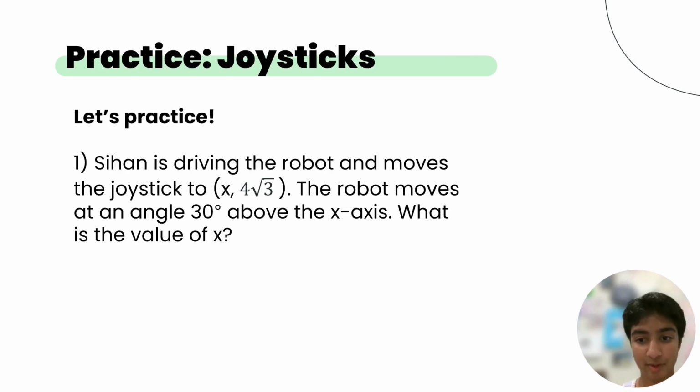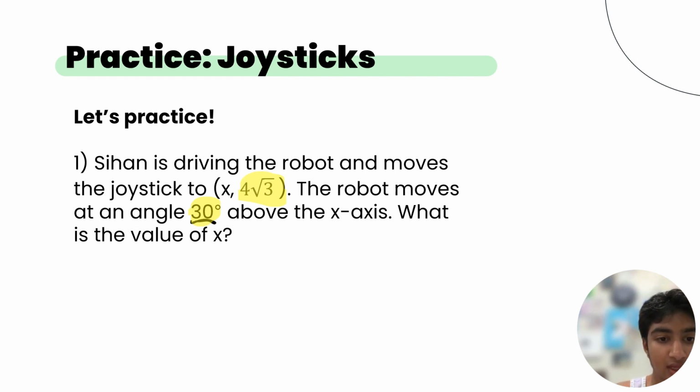So let's get some practice. Sihan is driving the robot and moves the joystick to y equals 4 root 3. The robot moves at an angle of 30 degrees above the x-axis. What is the value of x? I'm going to highlight some really important things, and then I'm going to leave you to it. Pause the video and work on it.